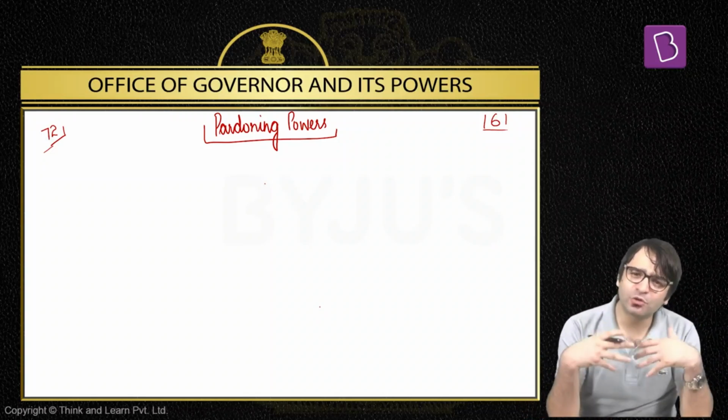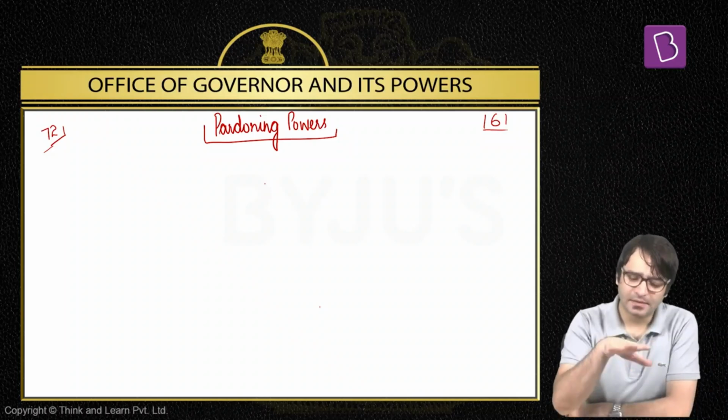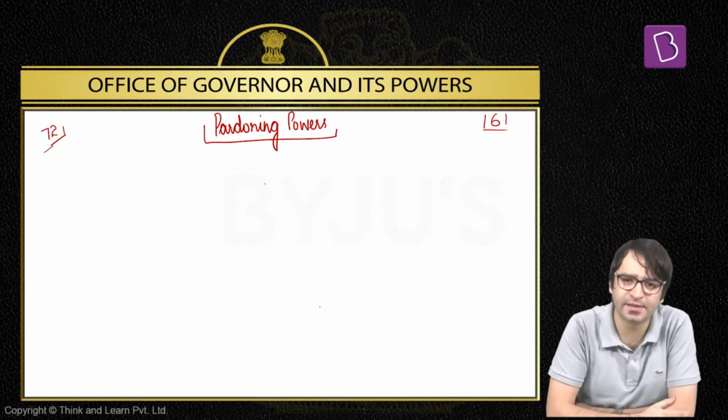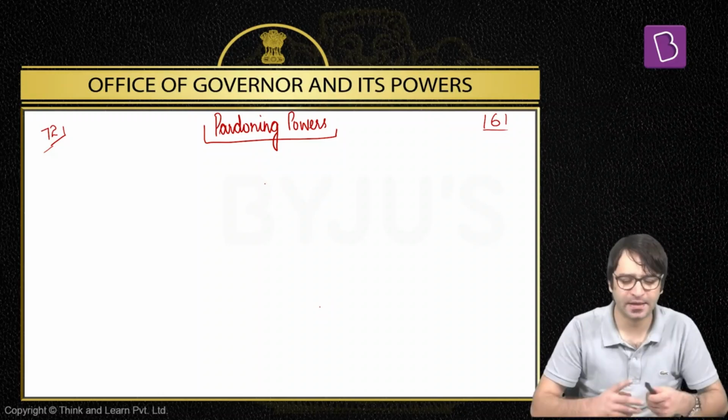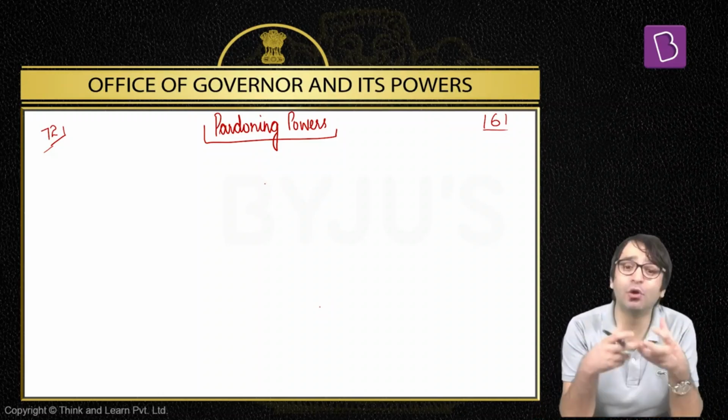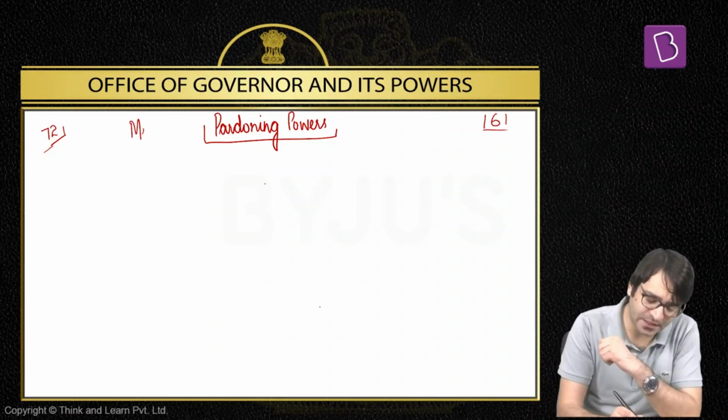But first up, why should there be a pardoning power available with the president or the governor? I am accused of a crime. District Court said you are guilty, you hang till death. I approached High Court. High Court said you are guilty, you hang till death. I approached the Supreme Court. Supreme Court also said you are guilty, you hang till death. The only legal recourse that I have, the only option that I have, the only alternative that I have, I'll approach the president and I will file a mercy petition.